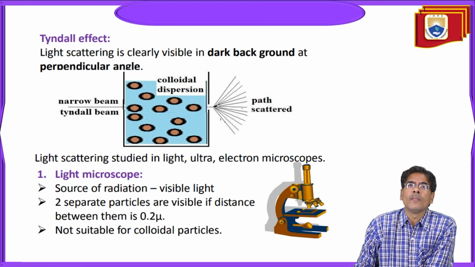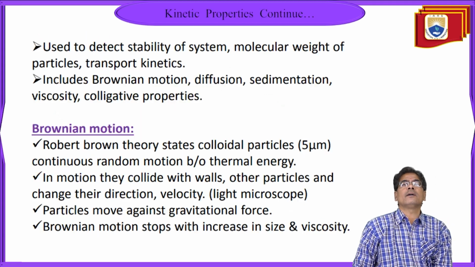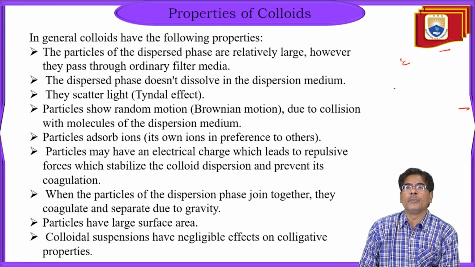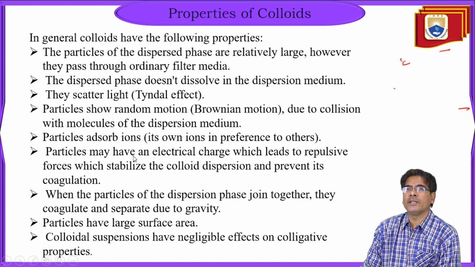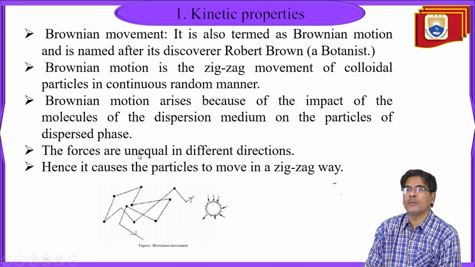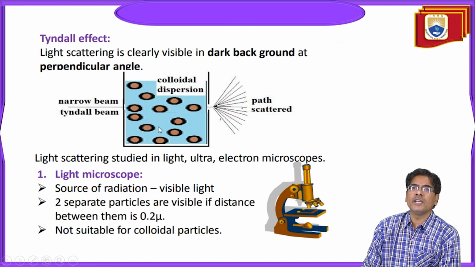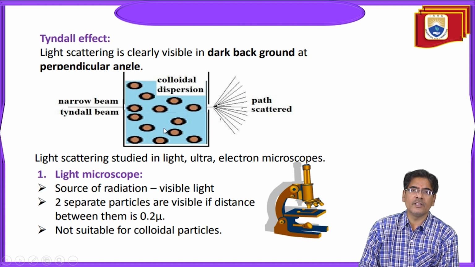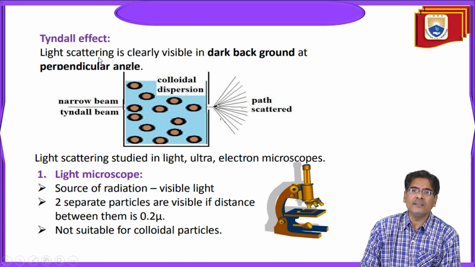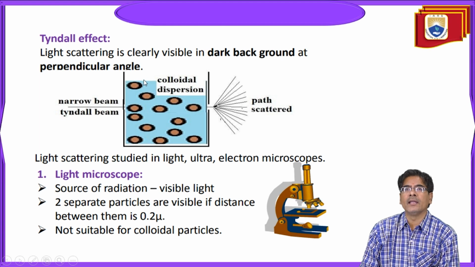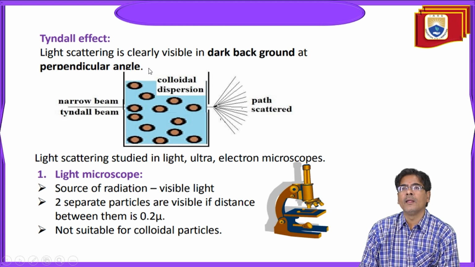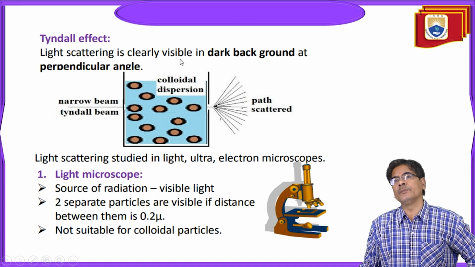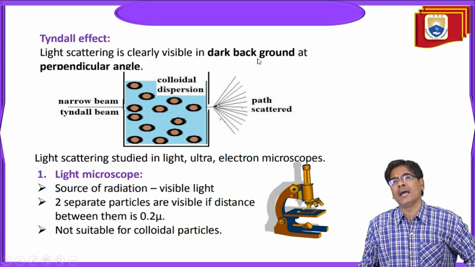So as you have seen in the general properties, the scattered light is what we call the Tyndall effect, right? If you see the clear picture of the Tyndall effect, light scattering is visible in a dark background at a perpendicular angle.